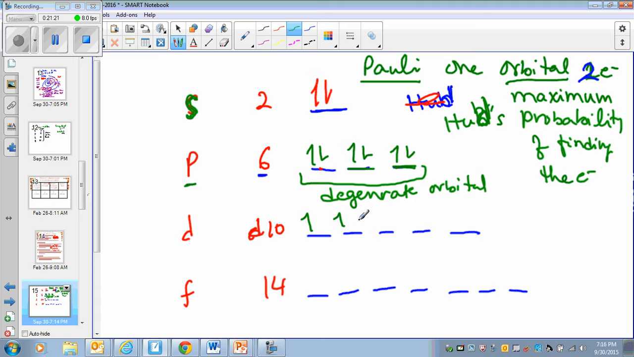So I go 1, 2, 3, 4, 5, 6, 7, 8, 9, 10. Go 1, 2, 3, 4, 5, 6, 7, 8, 9, 10, 11, 12, 13, 14. So this is how I distributed.